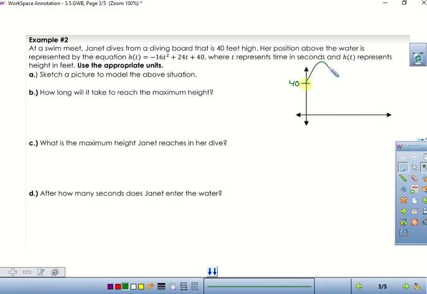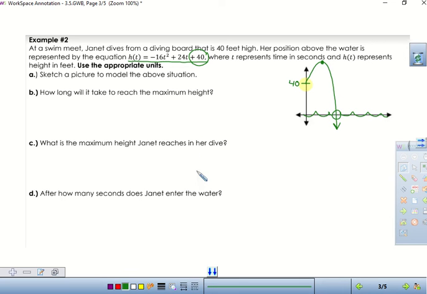So we go up, and then she comes down. This right here is my vertex, and whatever this is right here is when she hits the water. Your x-axis here is basically the water. All right. So we have an equation that models our projectile. Notice that the intercept is 40 because she's starting at 40, where t represents time and h represents height.